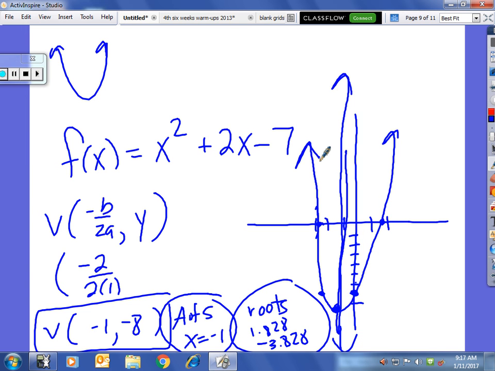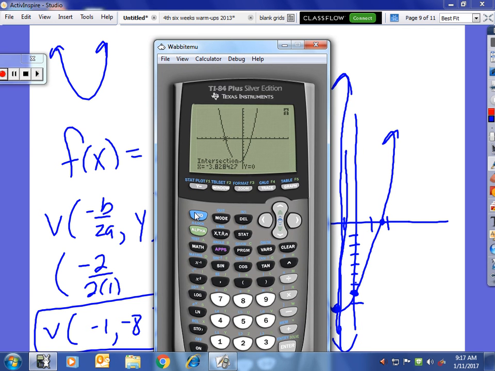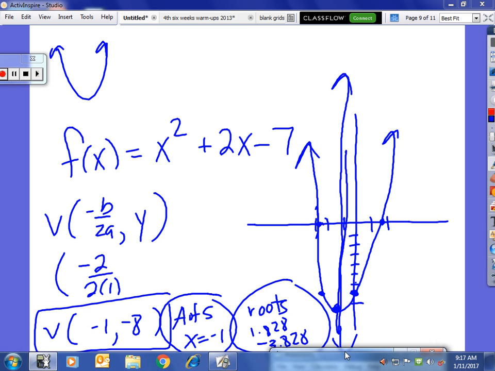And if I wanted some additional points to make my shape better, where could I get some other points that are on this graph? From the table of values. Any of those points, I could put a dot at those points and then connect the dots, and my picture gets better and better with the more points I include. So are you guys good with that? You've got to be good at those skills. Vertex, axis of symmetry, roots.